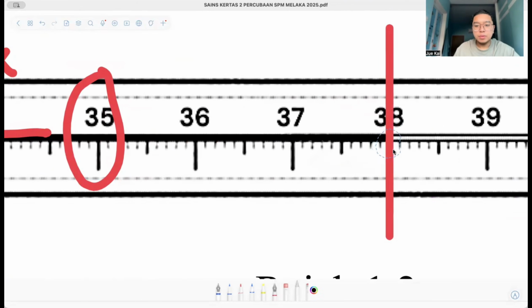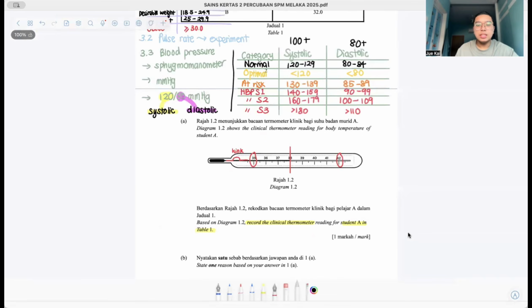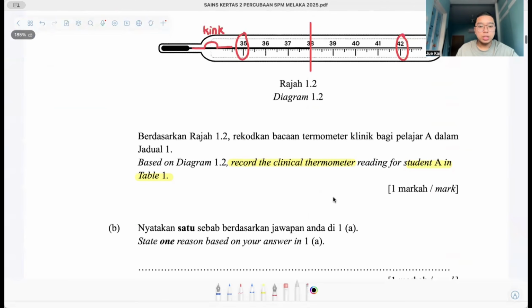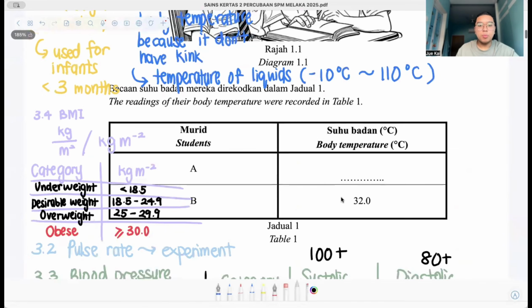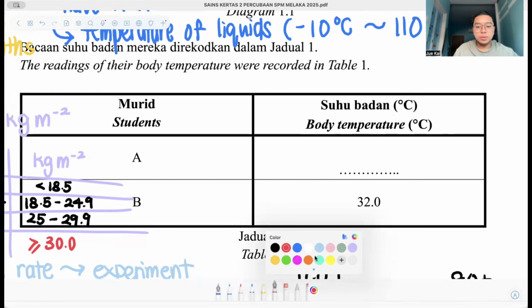Let's see. You see the temperature exactly here. So, what is the temperature of student A? I need to write it down here. Oh, here. What is the body temperature of student A? Vanny said 38, Shirley said 38, Qixuan said 38, so I write down 38. I will use the blue color for the answer. Okay, my answer is 38.